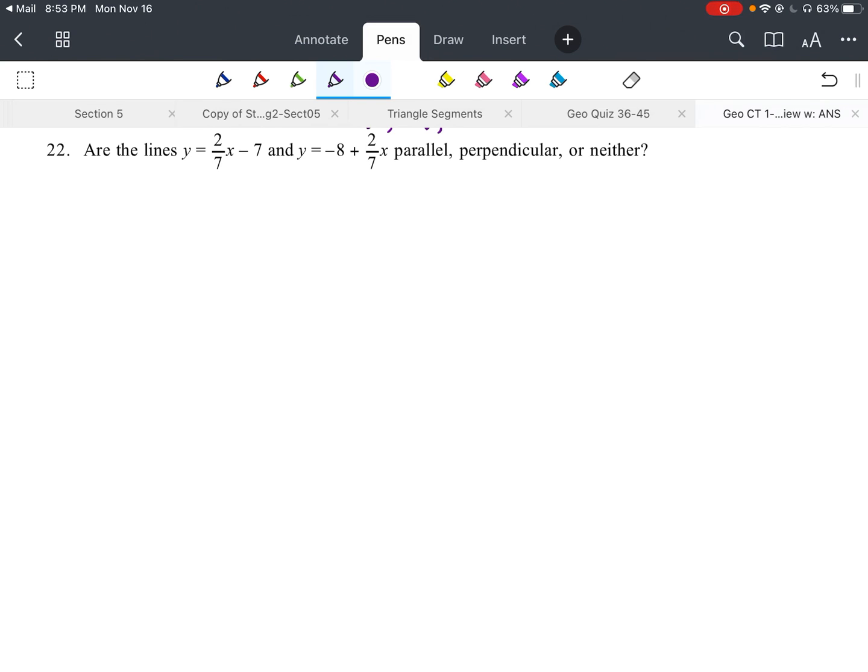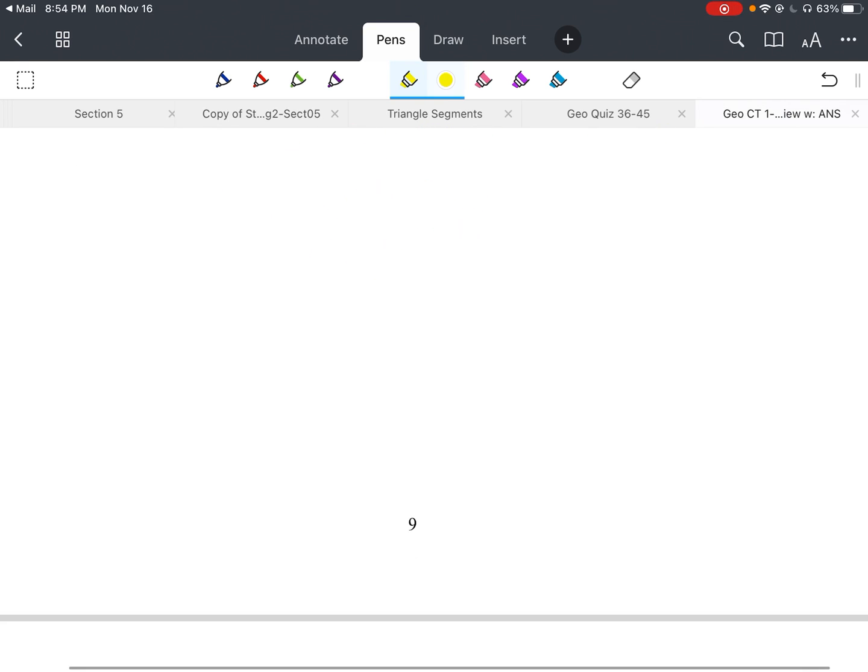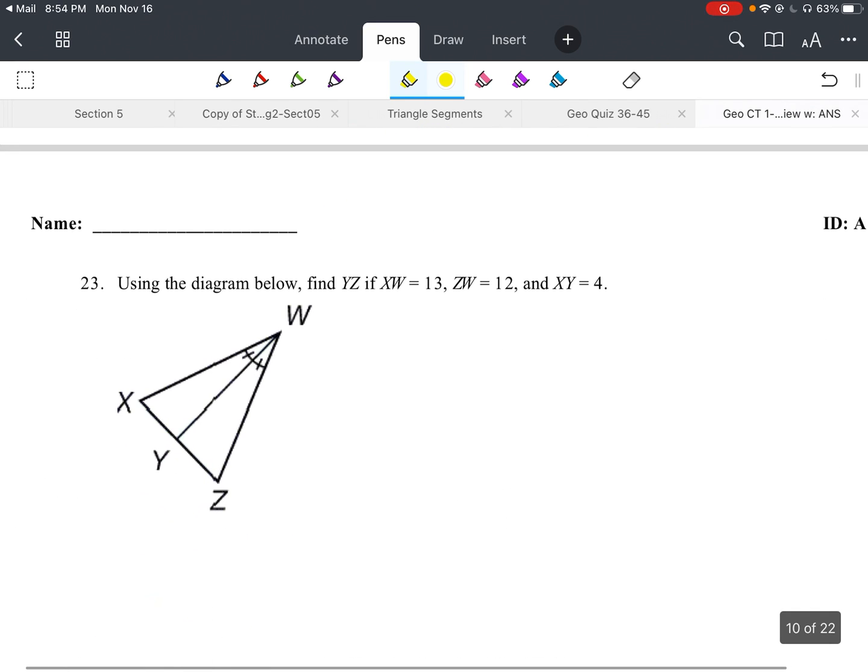Perpendicular, parallel, or neither. If you get it in slope-intercept form, really, you're just focusing on this part here. It would be really easy to move these around, switch them sides, and so this would just be y equals negative 2/7 x minus 8. And now your slopes are clearly the same, so they are parallel. Okay. Easy enough, right?